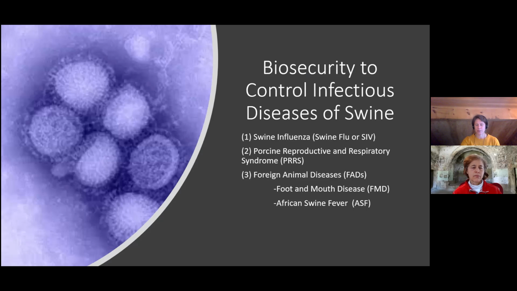So we've talked about sanitation, we've talked about developing farm protocols and quarantine practice. So we're going to move now into two examples of infectious diseases of swine that can be combated with the biosecurity principles that we talked about at the beginning of part 2 and then in part 1. So we'll talk about swine influenza, which is swine flu or SIV. We'll talk about porcine reproductive and respiratory syndrome, which is often called PRRS. And then I'll very briefly touch on the concept of foreign animal diseases, and I'll introduce 2 foreign animal diseases of pigs.